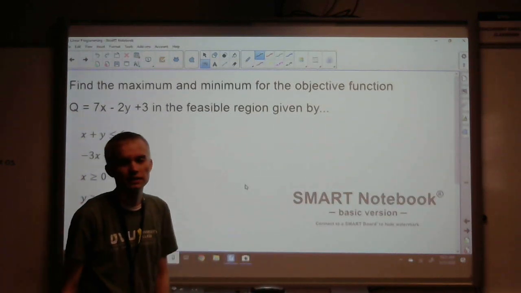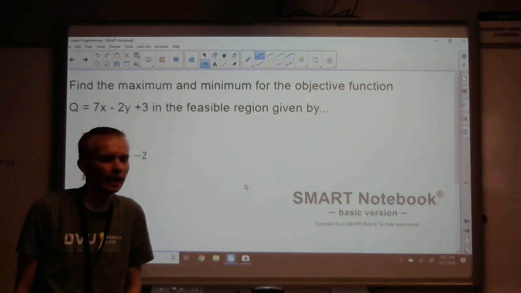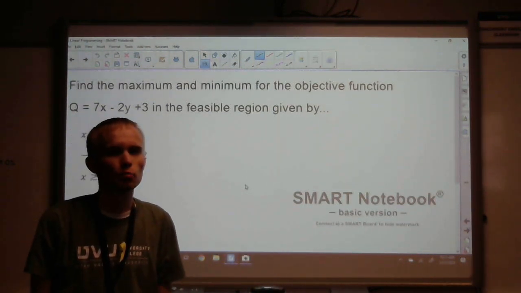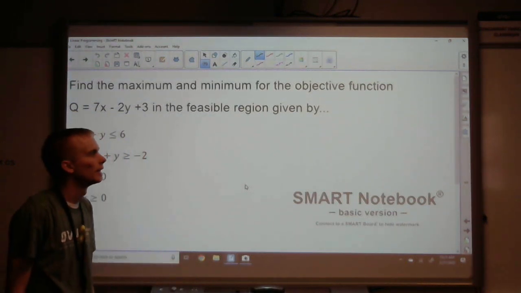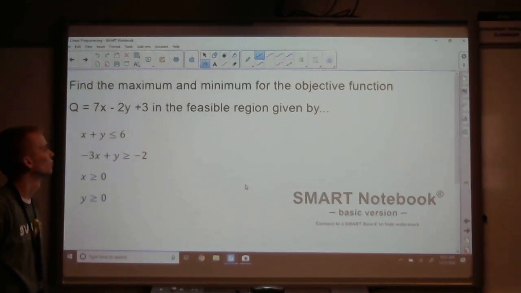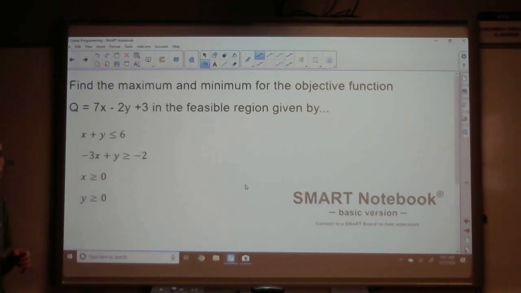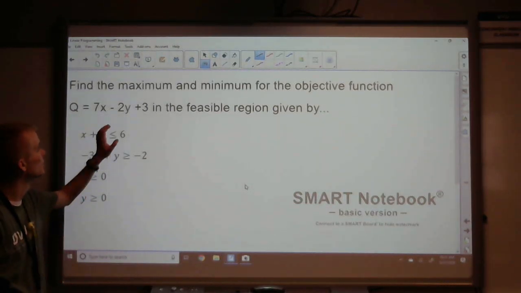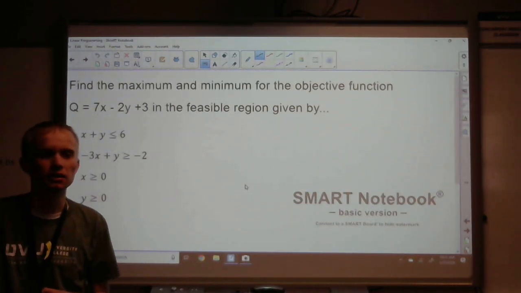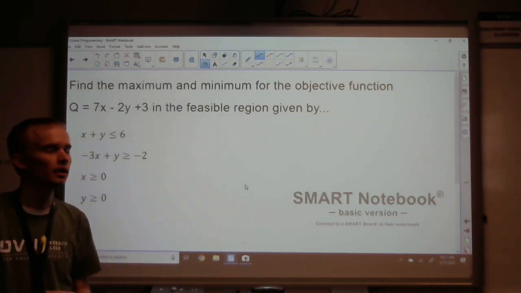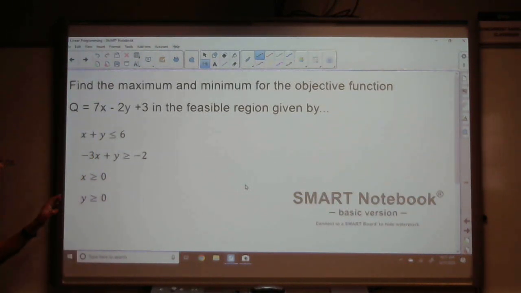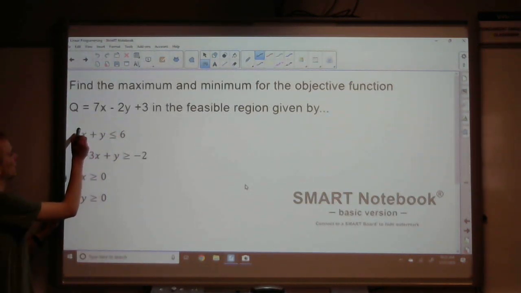Okay, so in this video, what I'm going to look at is another linear programming problem. That means that we're looking for the maximum or minimum. In this case, I'm going to find both, actually, so that you see an example of both, for the feasible region given by some inequalities.